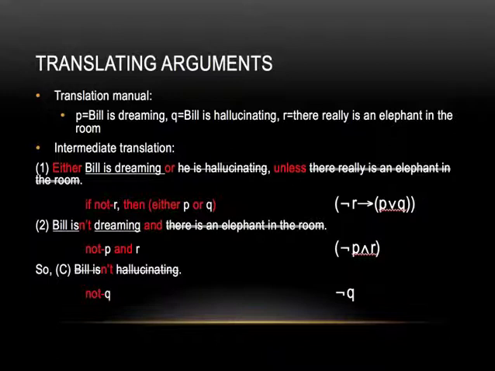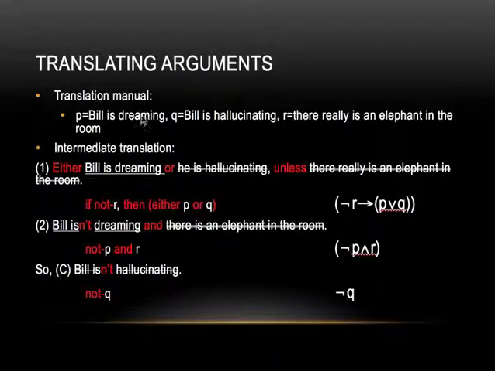Once you've translated the argument, you're asked to decide whether or not the argument is valid. Is it possible then for all of the premises 1 and 2 to be true, while C is false? If the answer is yes, then the argument is invalid. If the answer is no, it's not possible for all of the premises to be true while the conclusion is false, then the argument is valid.